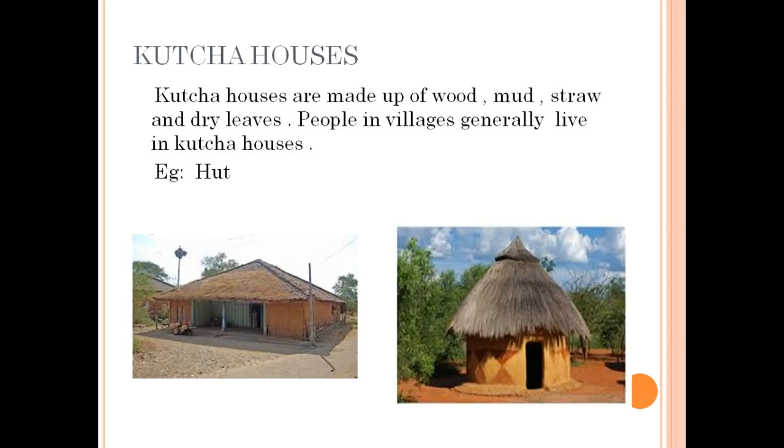Now, let us discuss about Kacha houses. Children, you must have seen in villages small houses which are made of wood, mud, straw, and dry leaves. These kind of houses are known as Kacha houses. People in villages, they generally live in Kacha houses. The pictures shown below are example of Kacha houses.